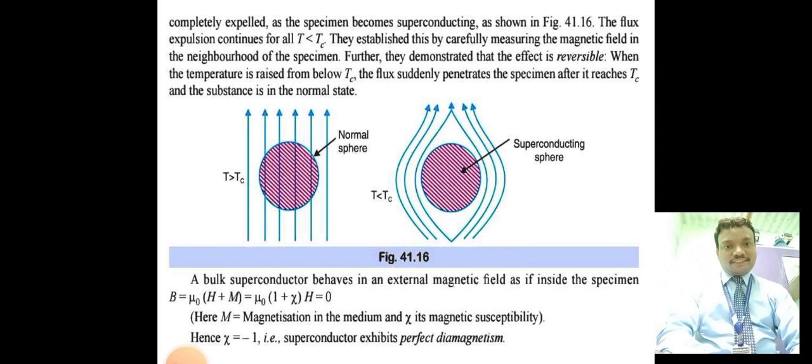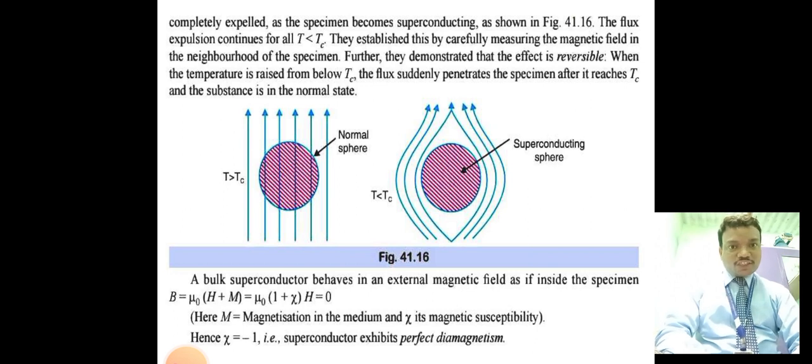If we consider the first picture, the temperature of the material is greater than the critical temperature, so the magnetic lines penetrate through the material. That is the magnetic flux, indicated by the arrow marks in the first picture. The sphere acts as a normal material. But when the superconducting material is placed in the external magnetic field and the temperature is less than the critical temperature, the magnetic lines are expelled. They do not penetrate through the superconducting material. It may be due to the nature of the superconducting material. So the magnetic flux is expelled as the specimen becomes superconducting.